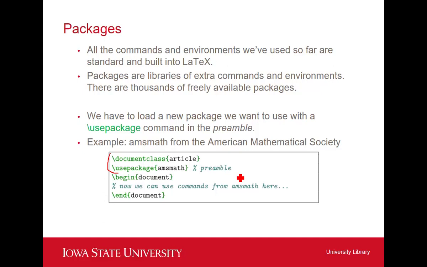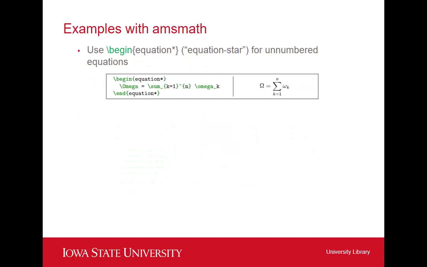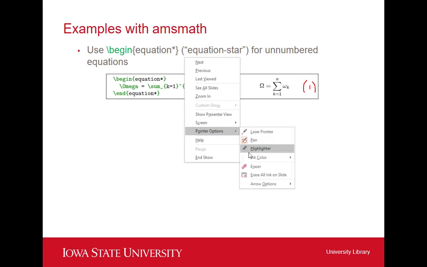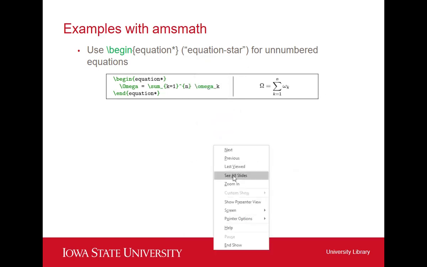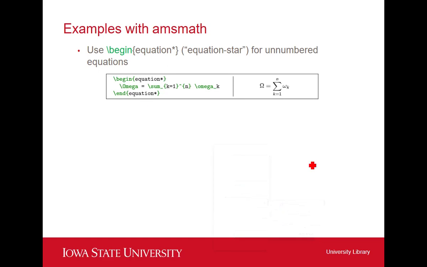That gives us access to a whole new set of commands and environments now. Now we've loaded a whole new library of new things that we have access to. One of those is the unnumbered equation. If you remember over here, I had a 1 like this, right? Say I don't want that. Here, I can now use equation star. The equation star environment means an unnumbered equation. It still sets your equation out from your text, gives it a new set of breathing room, but it won't be numbered. And I only have access to that option because I've loaded AMS Math. Make sense?